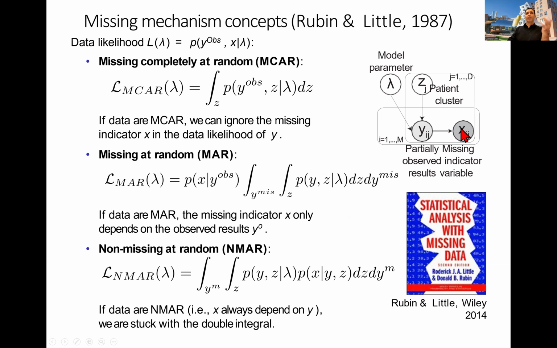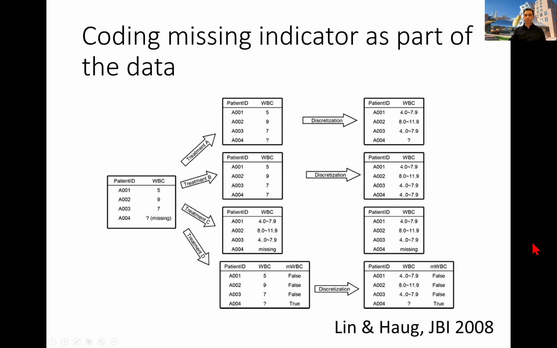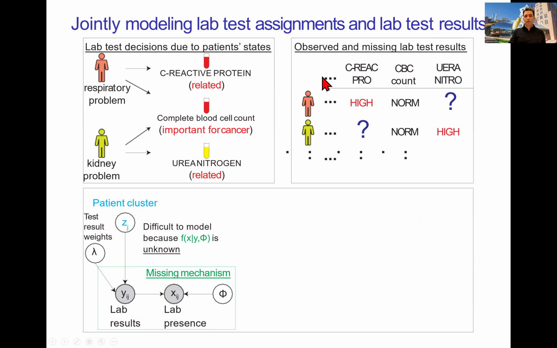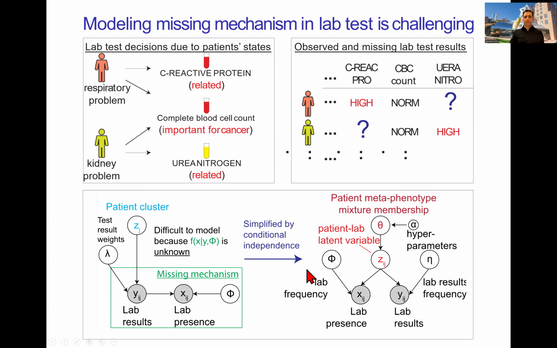Everybody with me here? So by explicitly modeling this missing variable, you can be much more accurate about your overall prediction. You can code that missing indicator as part of the data itself. You could say, hey, this value is actually missing, and so on and so forth. So by actually using the missing information, you can dramatically improve the medical predictions, and you can jointly model both the lab test assignment and the lab test result. That is, whether there was a decision to measure something, based on explicitly modeling this missing mechanism. Everybody with me here? Yeah.